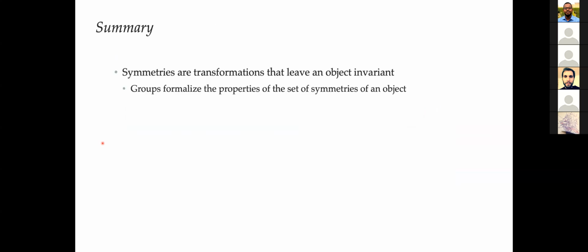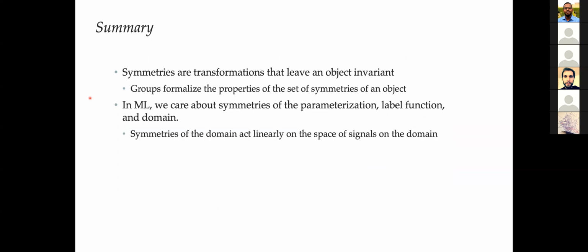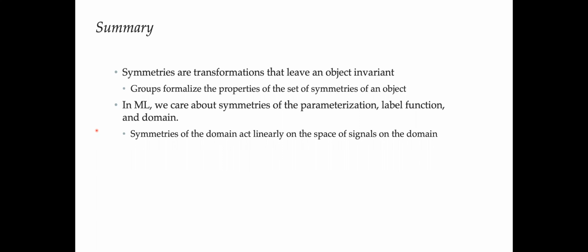All right, to summarize this lecture, symmetries are transformations that leave some object invariant. There's this notion of group, which formalizes the properties of the set of all symmetries of an object. A couple of axioms: associativity, identity, closure under composition, and closure under inverses. In machine learning, we care about symmetries of the parameterization, and most of all about symmetries of the label function, particularly the symmetries of the label function that arise from the symmetries of the domain. These symmetries of the domain act linearly on the space of signals via something called a group representation.